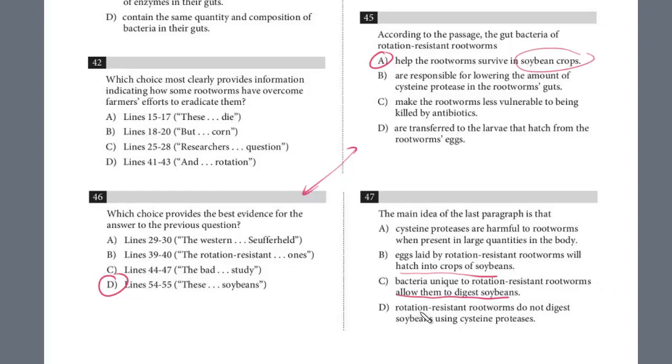If you look at D, rotation-resistant rootworms do not digest soybeans using the cysteine proteases. That's not accurate, right? This is just sort of an indirect way of saying the bacteria was responsible for making them resistant. When they killed the bacteria, they didn't have the ability anymore. And so the answer here is C.